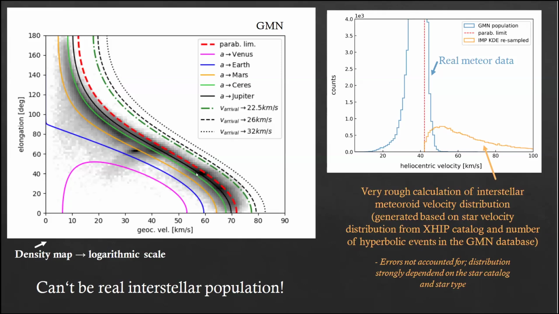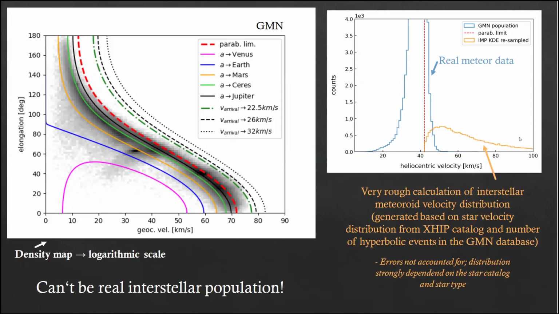But you can look at it that these higher velocities also mean bigger error. And when you look at simple distributions of real GMN data, that's here on the right side, the blue line, you see the continuous spread in the distribution of heliocentric velocities. And with the orange, I have visualized a rough representation of what an interstellar meteor population might look like.